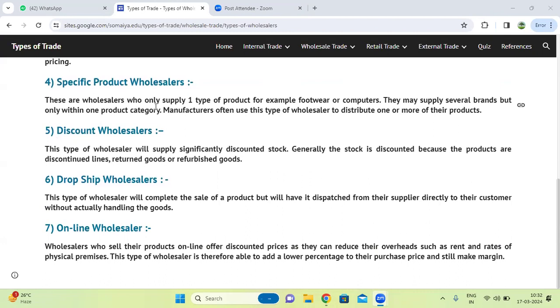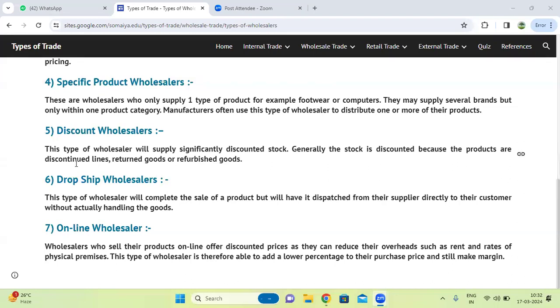Next one, specific product wholesaler. This wholesaler supplies only one type of product. They sell a single product type, like footwear or computers. They may supply several brands, but only within one product category. Manufacturers often use this type of wholesaler to distribute one or more of their products. This is the specific product wholesaler.